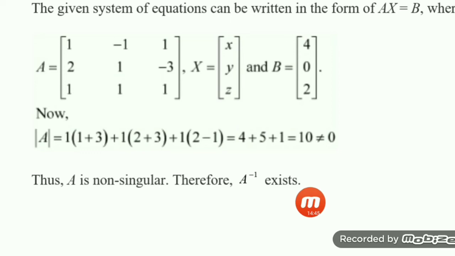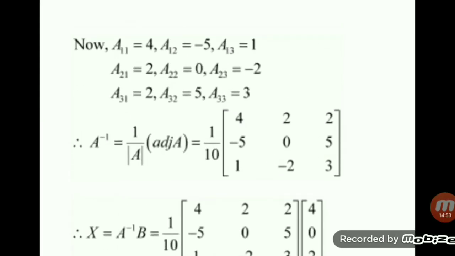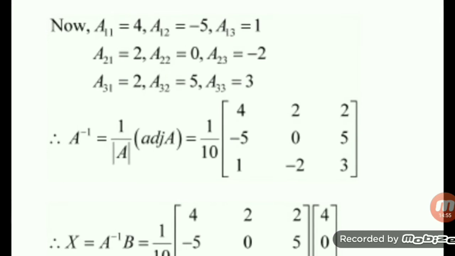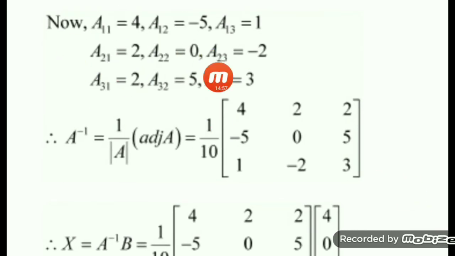Now A inverse exists, so to get the value of A inverse, for that purpose we have to calculate the cofactors. I have shown the calculated value of the cofactors here. Okay, you can do your calculation yourself and compare with this. These are the cofactors. Put it in column form, we'll get A inverse: 1 by determinant of A, adjoint of A. Write the formula, okay? Then it will be easy for you to write down the values. 1 by 10 we have calculated, and then this is the first column: 4, minus 5, 1; 2, 0, minus 2; and 2, 5, 3.